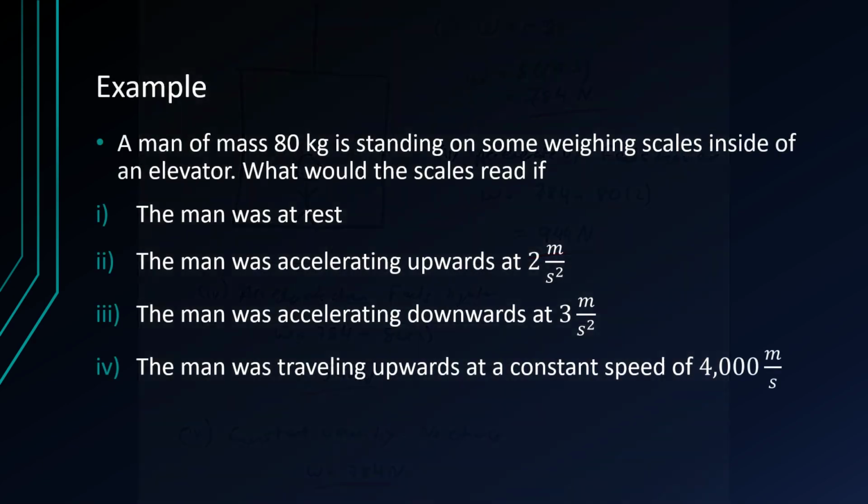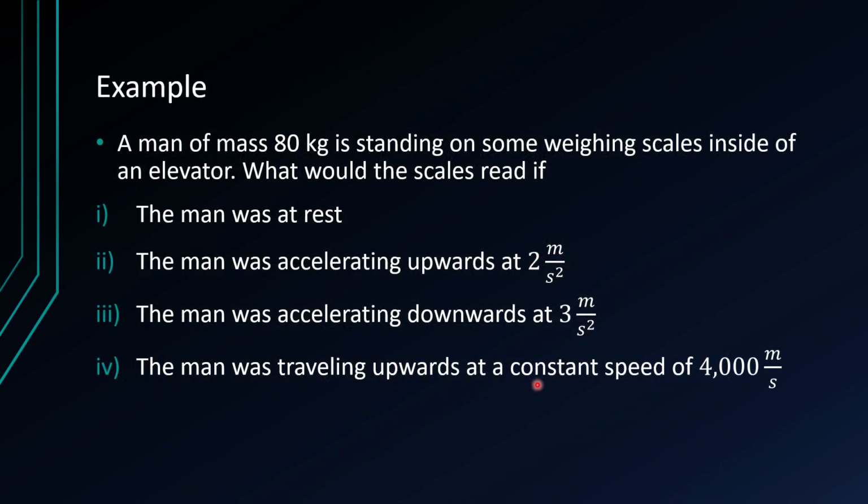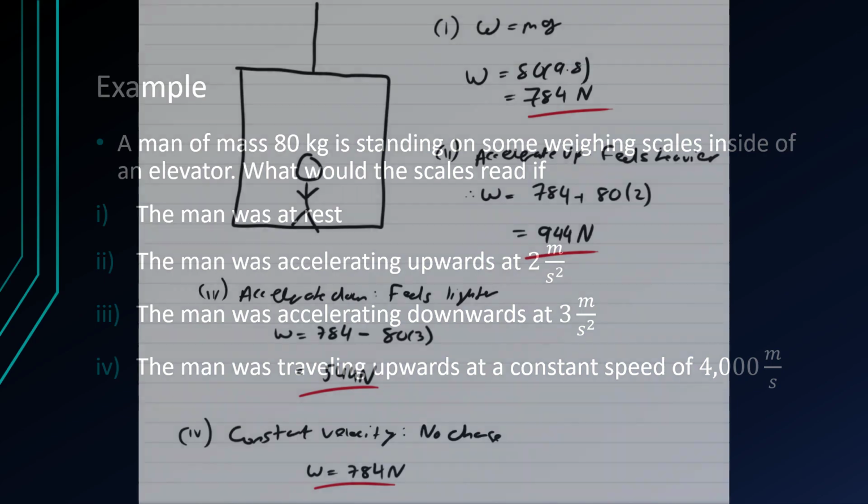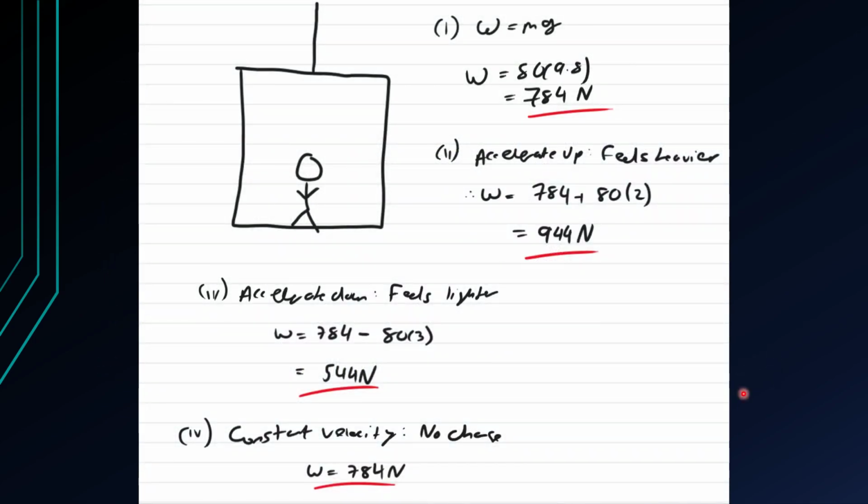Lastly, if you read that carefully, it's a constant speed. No matter what the constant speed is, his perceived weight won't change. Now, obviously, getting up to a speed of 4,000 meters per second will cause him to feel very, very heavy.